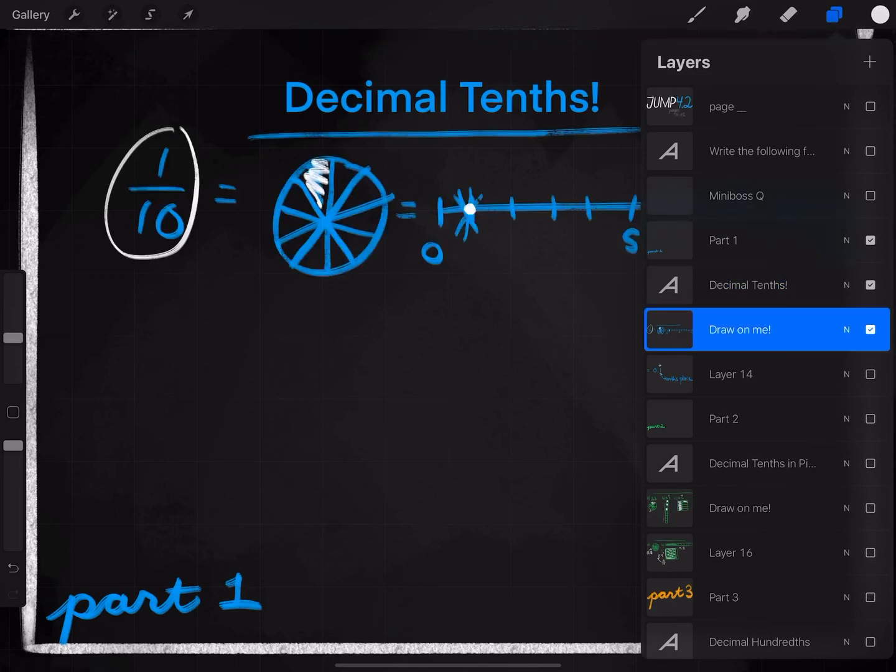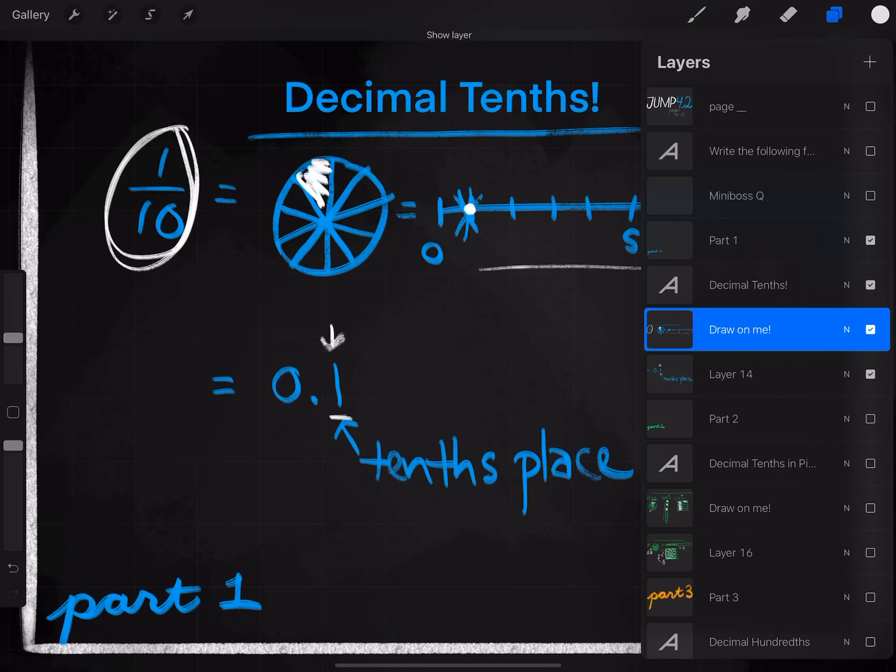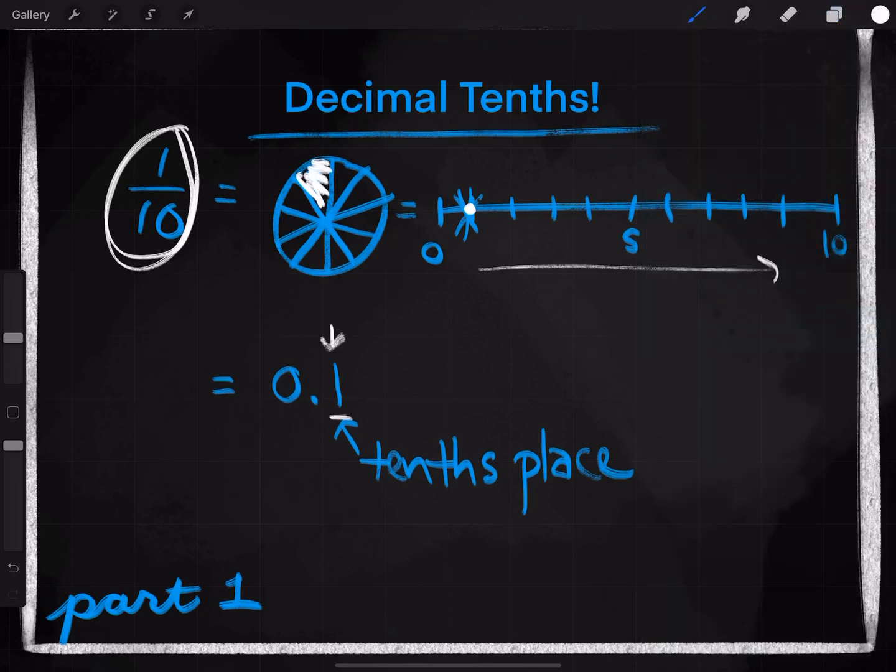Okay, so we have decimal tenths. So these are just some different ways to write 1/10. We can write it as a fraction 1/10, or we can fill in 1 out of 10 pieces, or we can go 1 out of 10 steps along a number line. And our final way is to write 0.1, and that is 1/10. This place is called the tenths place.